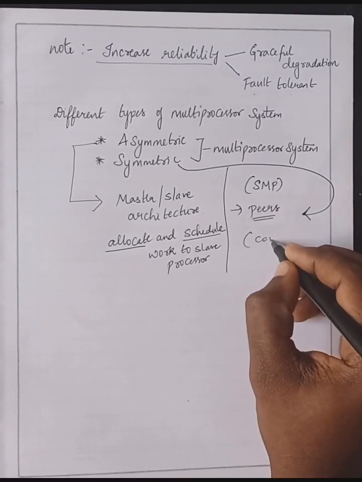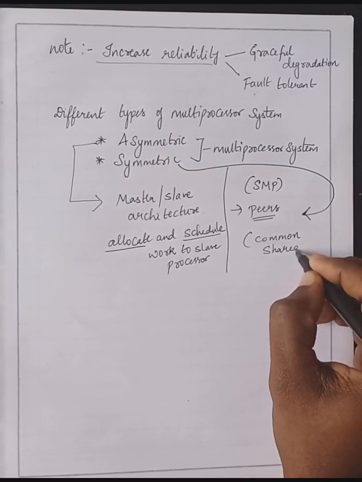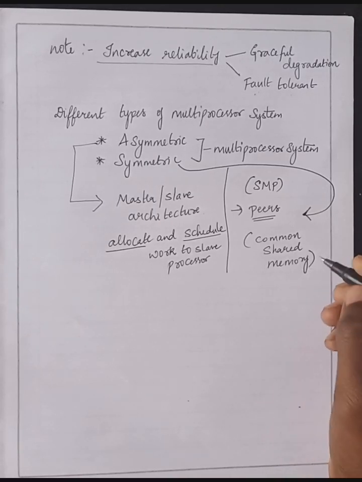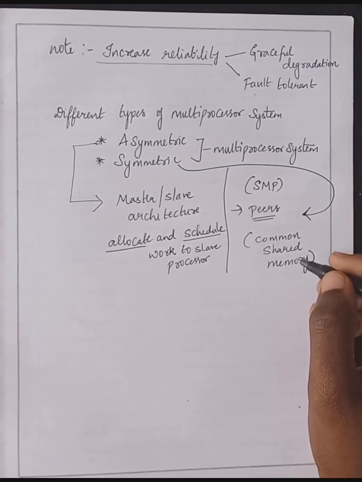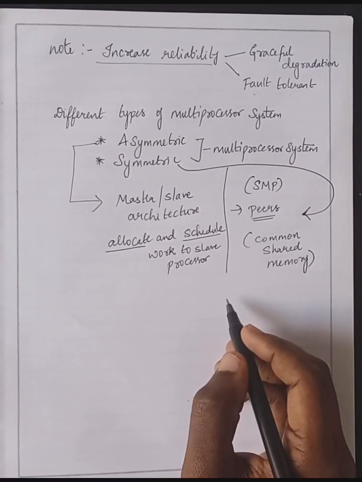In the SMP, all will have their own CPU and their own registers. Only they'll have a common memory to be shared, to share the details. They'll have a common shared memory, and their own separate CPU and their own registers. Okay, so this is the different types of multiprocessor.